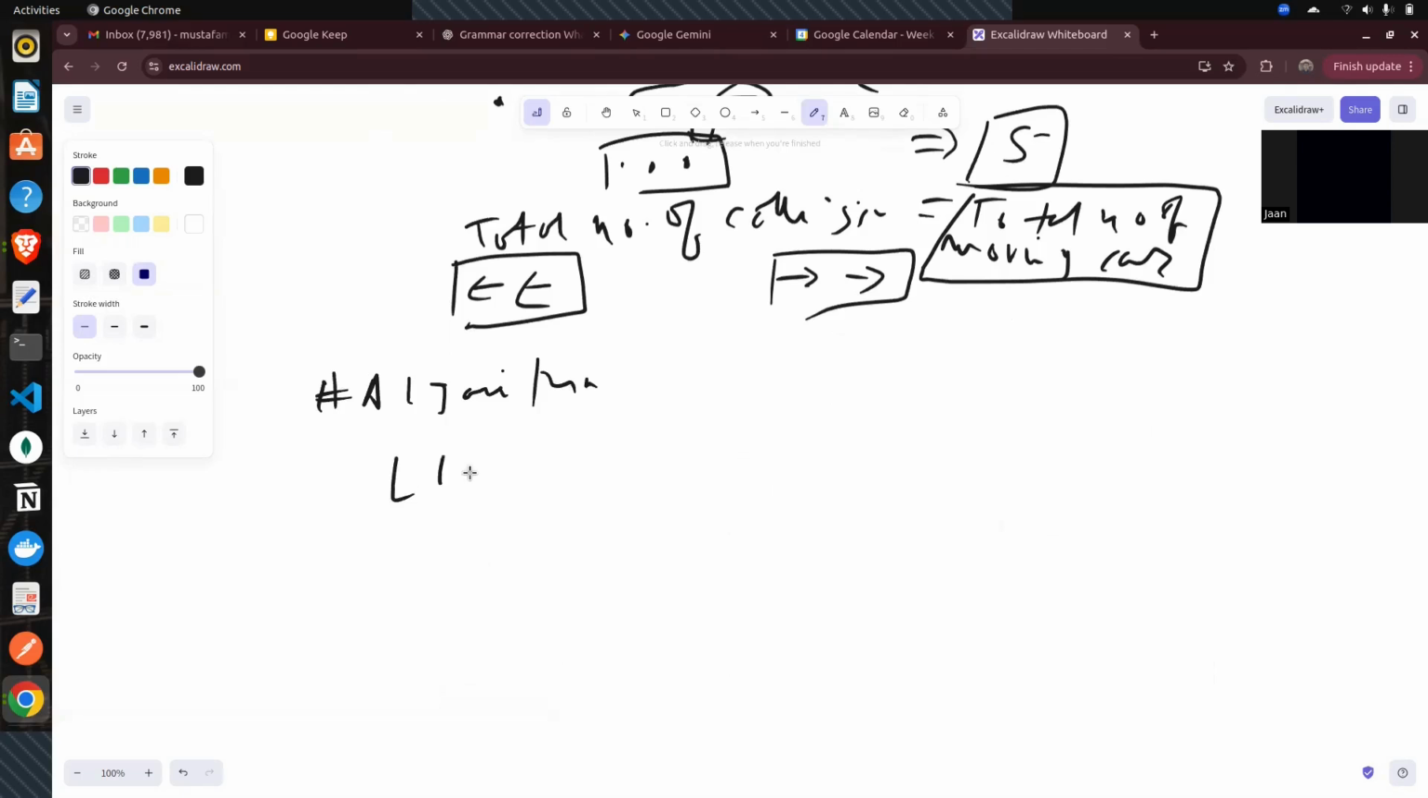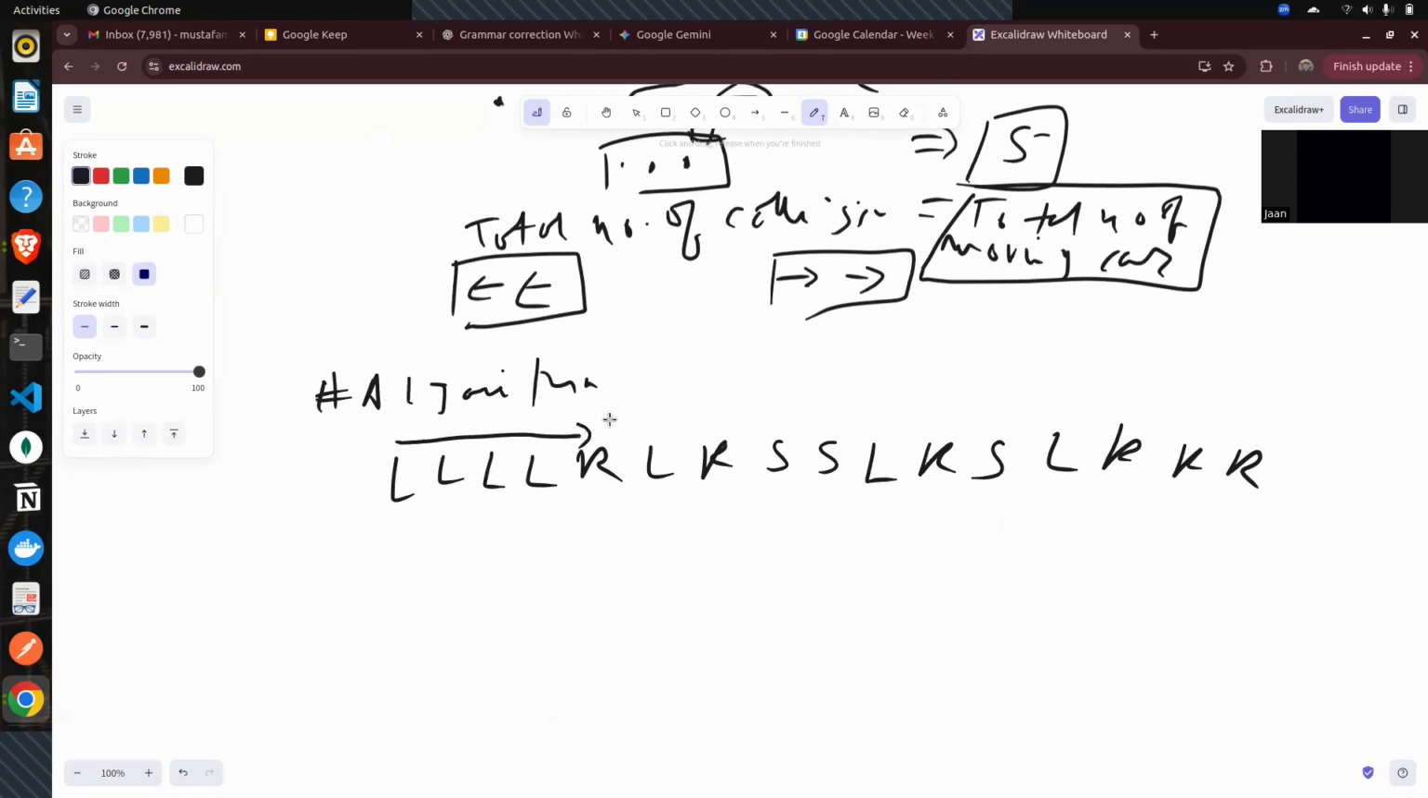So let us assume: left, left, left, left, right, right, right, left, right, left, right, static, static, left, right, static. Our target will be first to calculate this index, because we have to remove that, and this index. So we have to calculate this index.